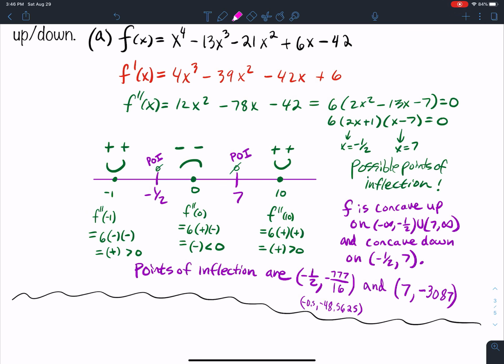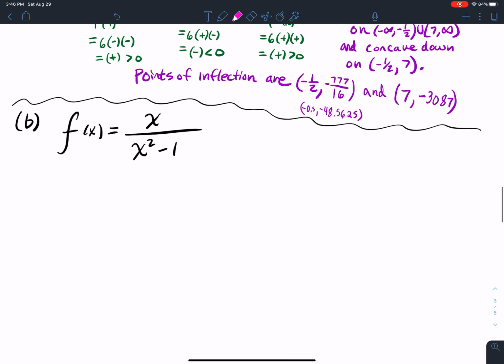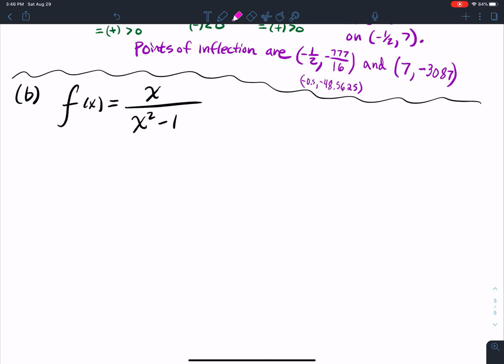Let's do one more example. Make sure we got this. So I've got a rational now. Now rationals I have to be careful about because remember rationals are only defined where the denominator is not equal to 0. So I set the bottom equal to 0. That's going to tell me that x equals plus or minus 1 is undefined at that point. So you're not going to have points of inflection there because it's undefined. Okay? Set this equal to 0, solve for x.